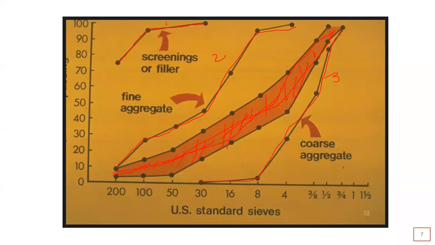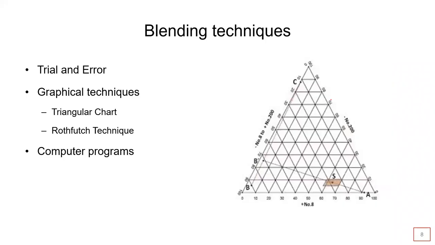So if you say mix these three sources of aggregates, you have to be specific, like take 10% of this, take 40% of this, then take 50% of this. Like that you have to specify, right? Now in order to find out those percentages, you have to use different techniques.